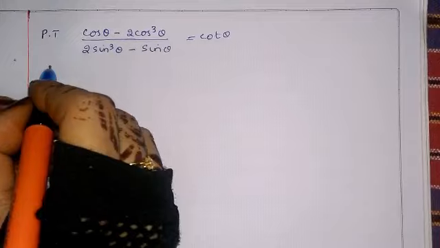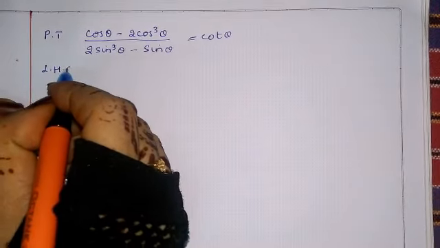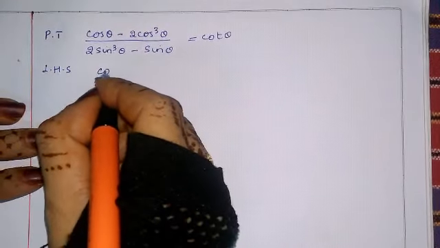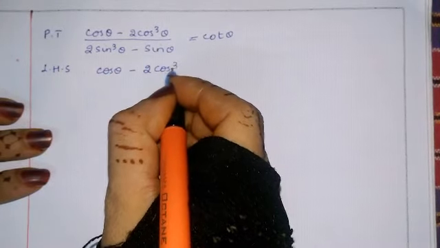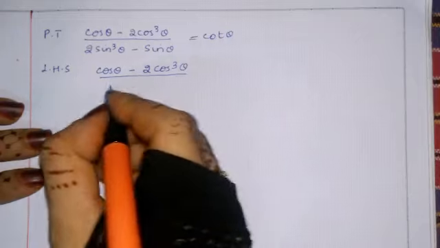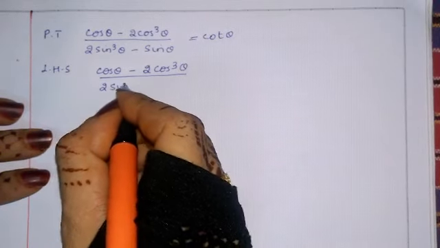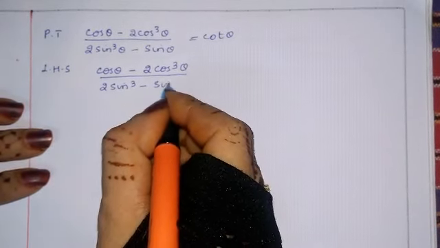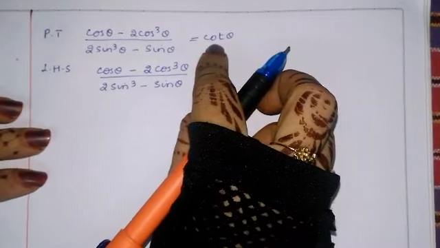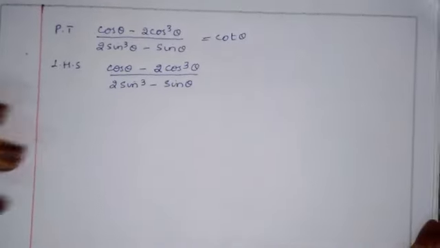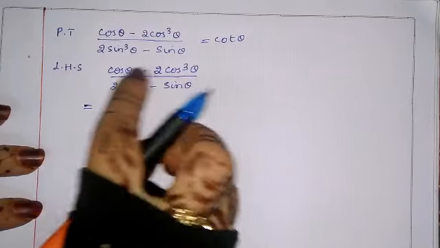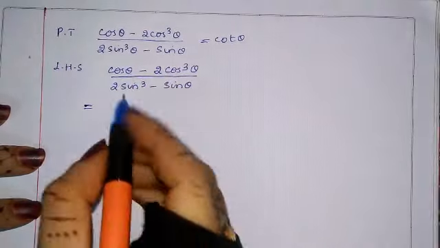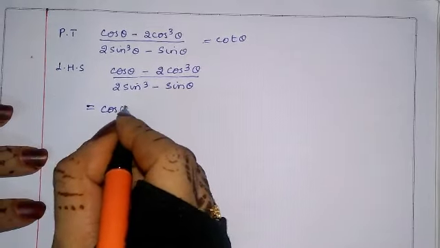So let us take LHS. LHS is equals to (cos theta minus 2 cos cube theta) upon (2 sin cube theta minus sin theta). By taking this, we have to prove this. Okay. So here we can see in the numerator cos theta is common. In both the terms cos theta is common. So I will take cos theta outside.